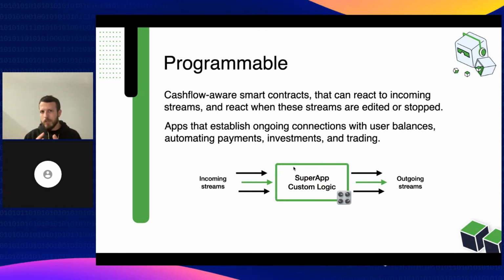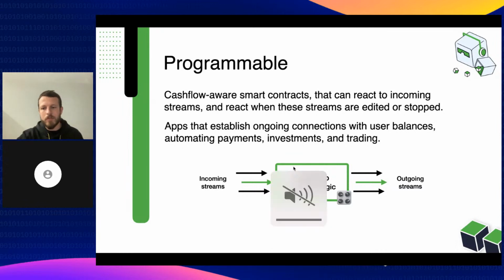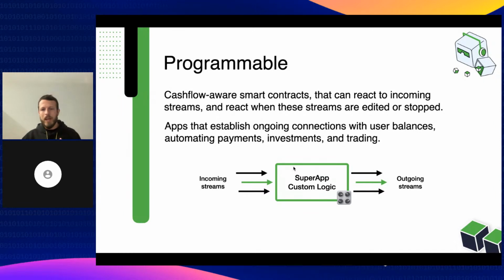So if you think of your normal smart contracts, all they can do is do things when a user interacts with them, right? When a user makes an operation, they can transfer some tokens or they can receive some tokens. In the case of Superfluid, you can make a smart contract that is receiving funds every second and is sending funds every second to a third party. So you can basically create these smart contracts to react to incoming streams and react when those streams are edited or stopped. As a result of this, you can create these basically smart contract money routers, which receive funds, send funds, and do a lot of interesting things in the meantime.